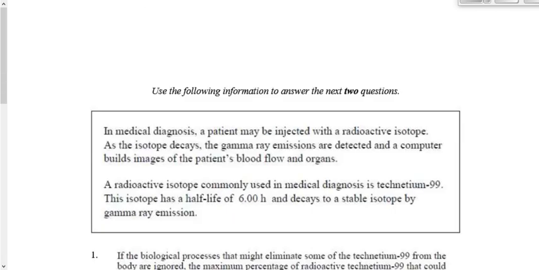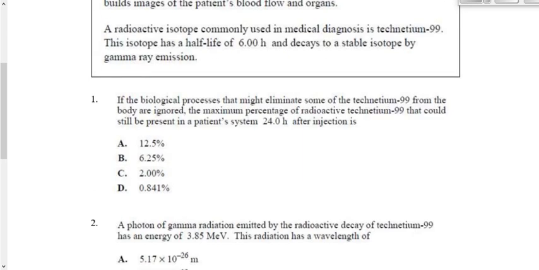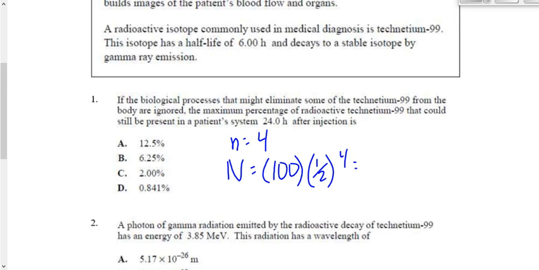Next one. Maximum percentage of technetium 99 that could be still present 24 hours after injection is what? The half-life is 6 hours, so we're going to say the number of half-lives is 4. 24 divided by 6 is 4. And we're going to say that we started with 100%. 100 times 1/2 to the 4 would give me 6.25, I think, isn't it?